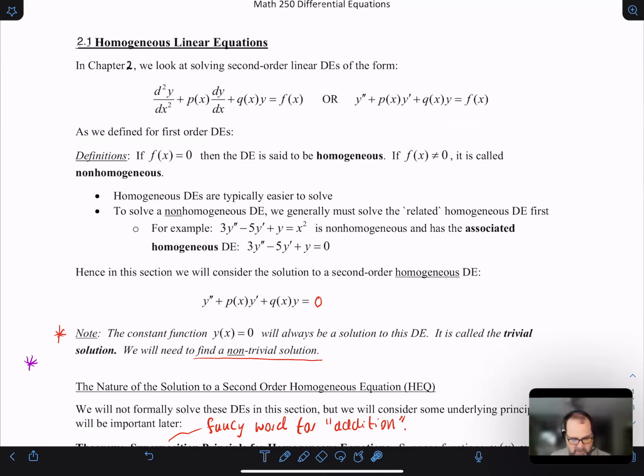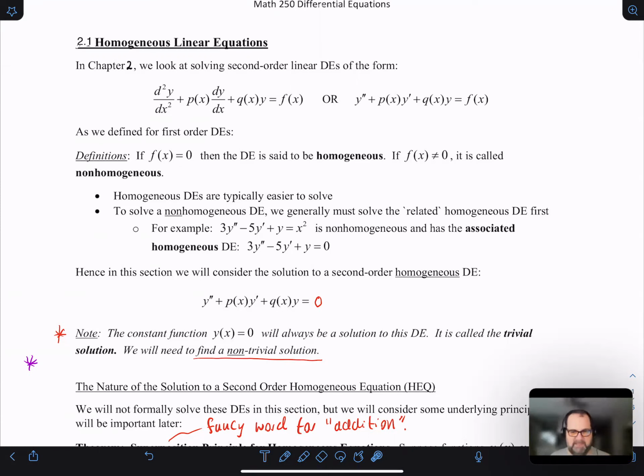All right, so we are going to concentrate first on how to solve homogeneous second order DEs. So homogeneous is equals 0. So we're going to spend a couple of sections on that. We are actually not going to solve them in this section. We're just going to cover some of the basics in this section, and we will see a method of solution a little bit later.